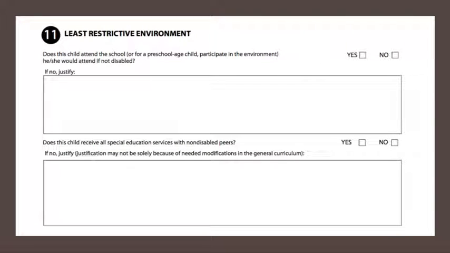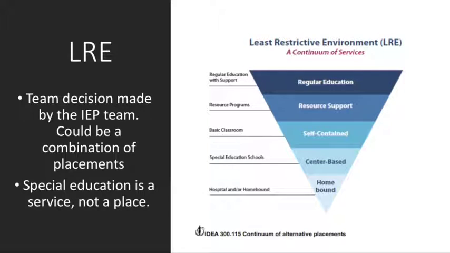Section 11 should be familiar to all of my students, the least restrictive environment. And when it comes to the least restrictive environment, we have to make sure, does the child attend the school that he or she would normally attend? And does the child receive all special education services with their non-disabled peers? We're hoping for as much inclusion as possible. Remember, special education is a service, not necessarily a place.